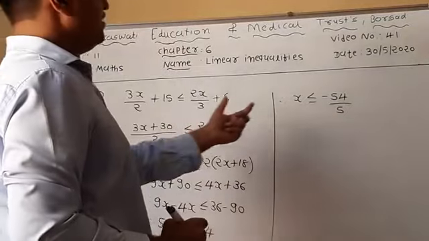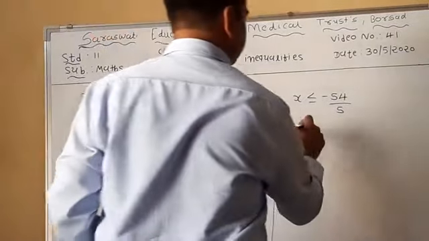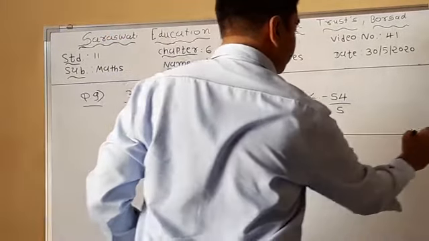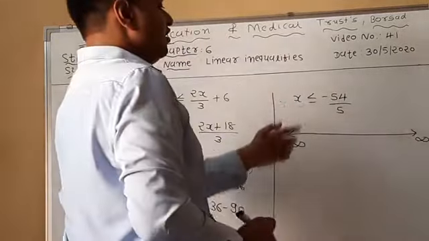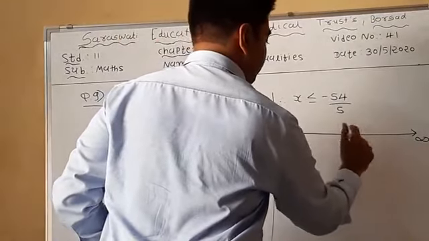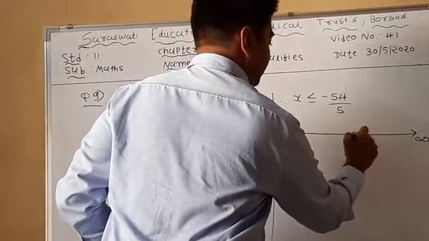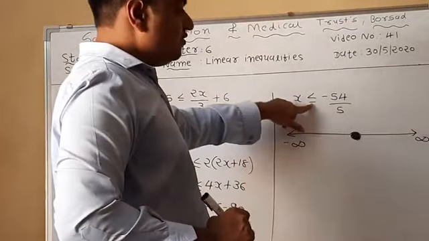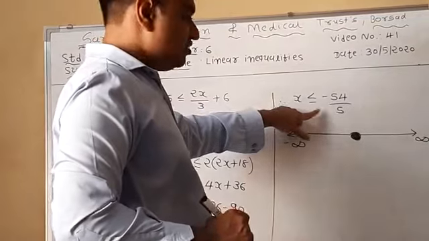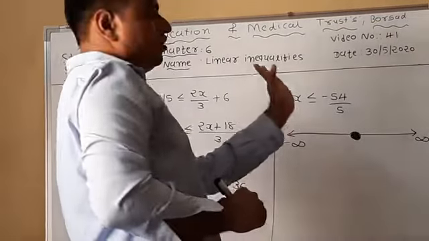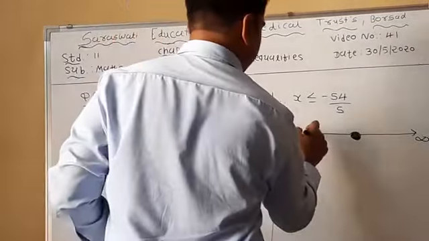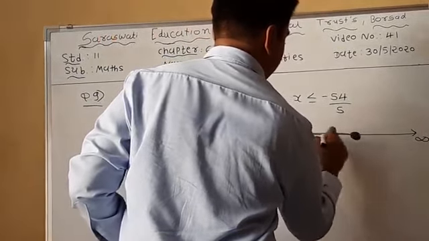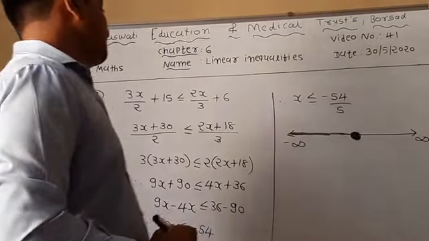Okay, now representing it on the number line, here minus infinity to infinity. Here the less than or equal to form is present, so we draw a dark circle, and the arrow is going from the left side. So we draw a dark line on the left portion. So our answer is like this. Okay.